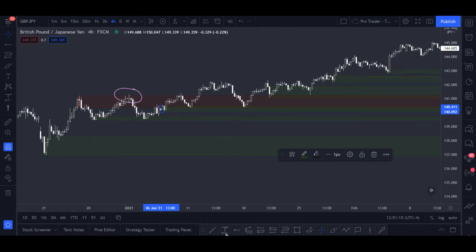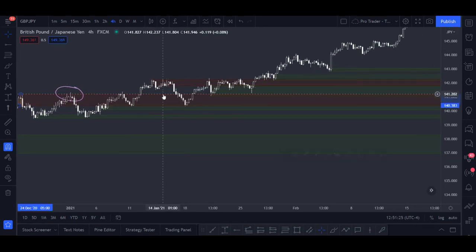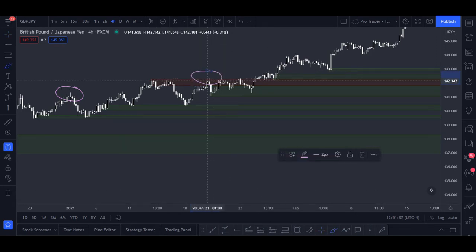All right, let's do this again. Let's draw in supply right here. We can take this one out because that was removed, but supply was formed here. It came down, respected this demand zone. It came up, and what happened again, guys? We got a breach of this supply zone right here.